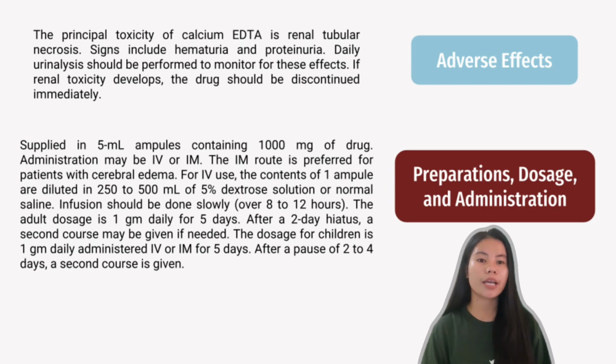Then the adult dosage is 1 gram daily for 5 days. Then after a 2-day hiatus, a second course may be given if needed. Then the dosage for children is 1 gram daily administered IV or IM for 5 days. So after a pause of 2 to 4 days, a second course is given.